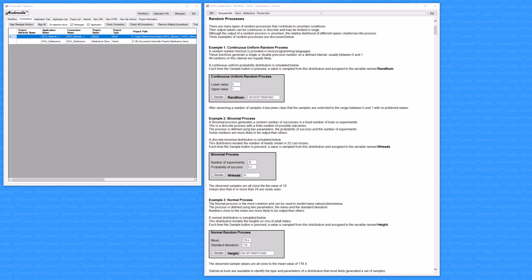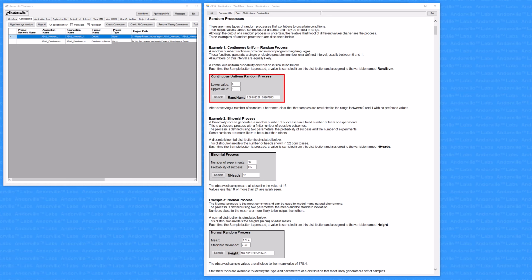There are many types of random processes that contribute to uncertain conditions. Their output values can be continuous or discrete and may be limited in range. Although the output of a random process is uncertain, the relative likelihood of different values characterizes the process. Three examples of random processes are discussed below.